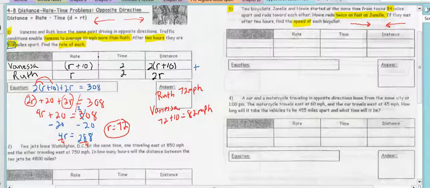How long did they travel for? They traveled for 2 hours. Okay, so now let's go ahead and we're going to fill in our chart. So we have Janelle and Howie.